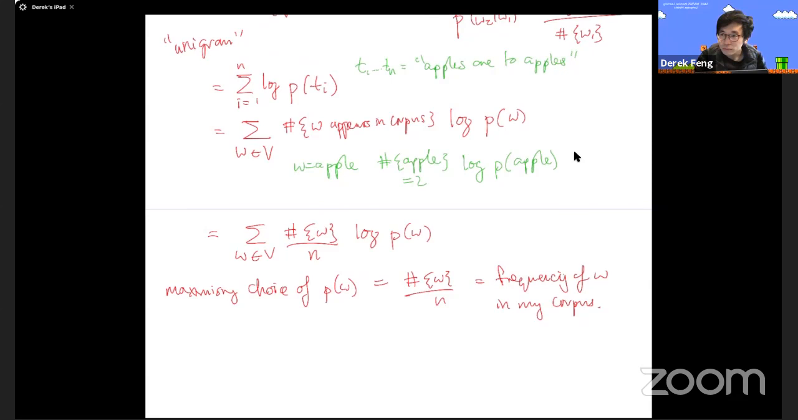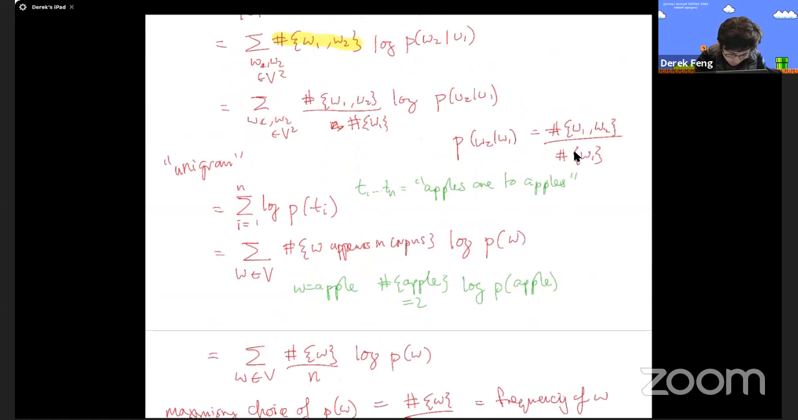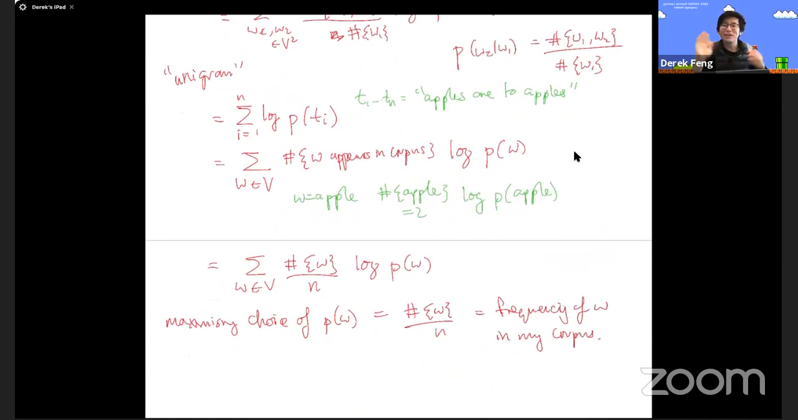I guess the equal sign is confusing. Okay, well, there are a lot of equal signs. Whatever, we can work out this later.